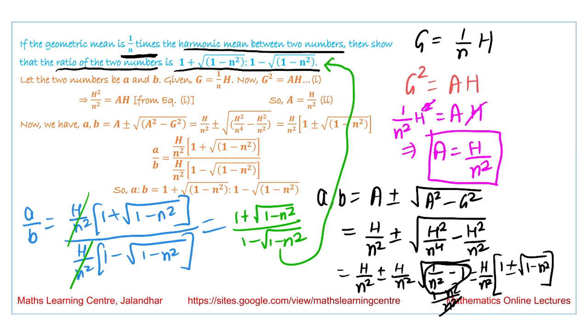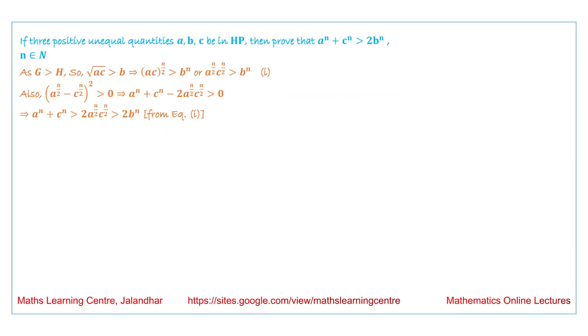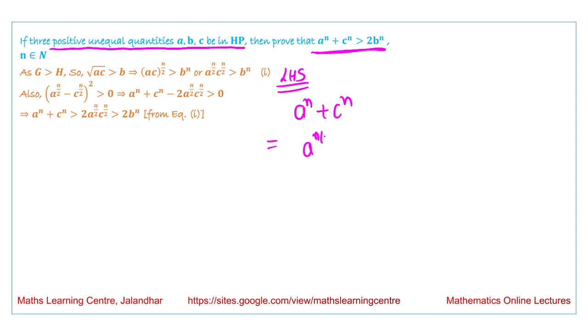This is the required ratio. Now next is, if three positive unequal quantities a, b, c are in HP, we have to prove this result. So we start with the left hand side of this. It is a raised to the power n plus c raised to the power n. We can write this as (a raised to the power n by 2 minus c raised to the power n by 2) whole square plus 2 times a raised to the power n by 2 c raised to the power n by 2.